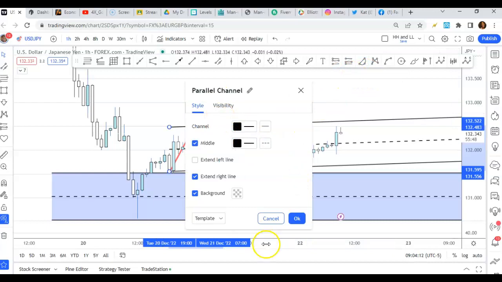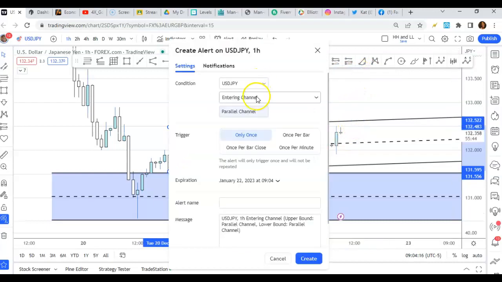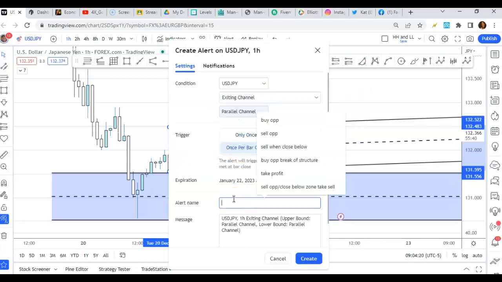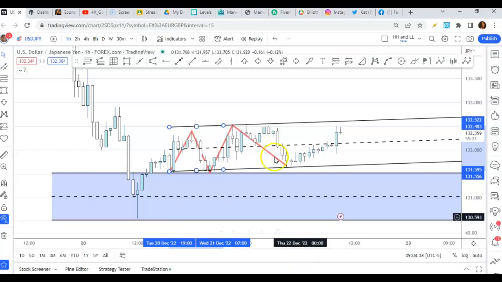So what I'll do is set my alarm for exiting the channel, once the bar closes, and I will set a detailed message so I'll know what I need to do. So: look for head and shoulder violation to buy. Simple, straight to the point. This note will go directly to my cell phone. That way I know to open my charts.